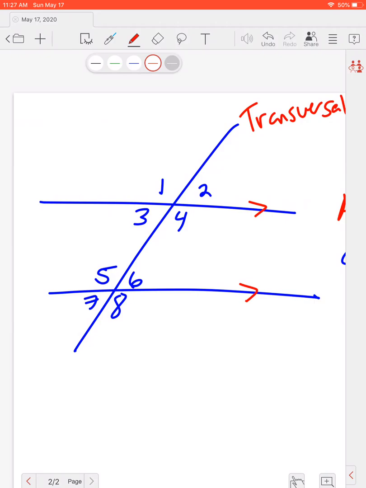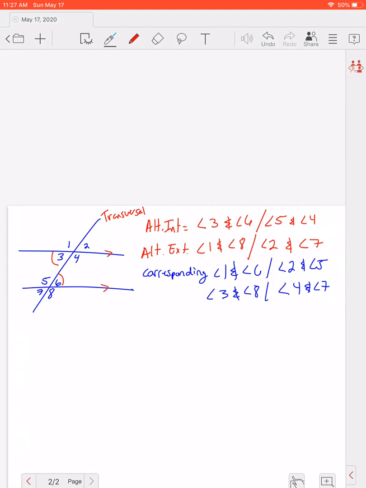Okay, and alternate interior angles are when we have two angles on the different sides of the transversal, but they're inside the parallel lines. So that would be 3 and 6, 4 and 5. And off to the side, I'll zoom this out in a second so you can look at these and write these down if you would so desire.